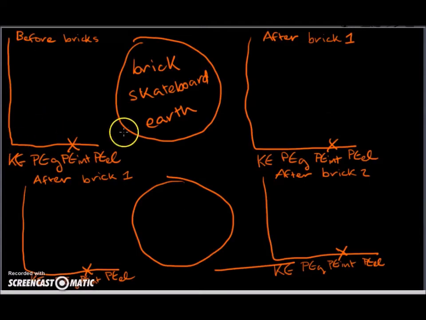So the potential energy of the brick is equal to the mass of the brick, which is 10 kilograms, so potential energy gravity is equal to 10 kilograms times the strength of the gravitational force, which is 10 newtons per kilogram, times the height at which it's dropped, which is 2 meters. So our potential energy of gravity for the brick earth system and in the entire brick skateboard earth system is going to be 200 joules. So let's draw that in real quick.